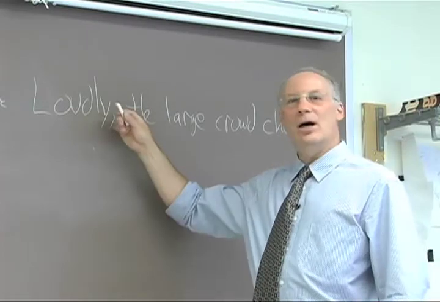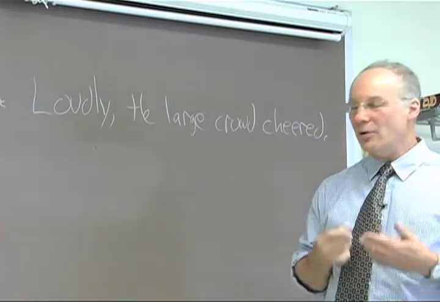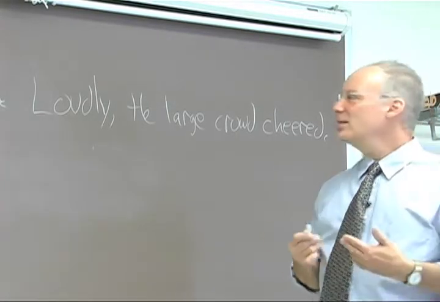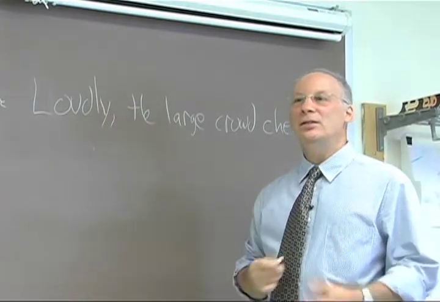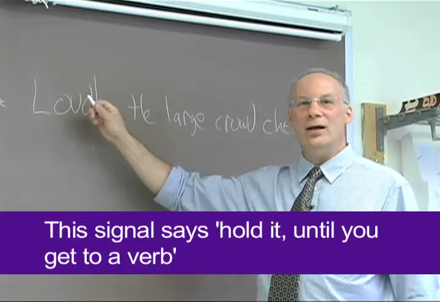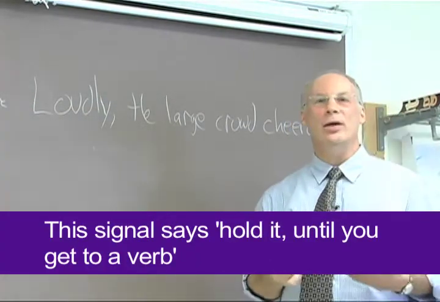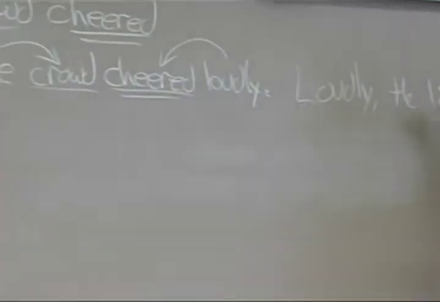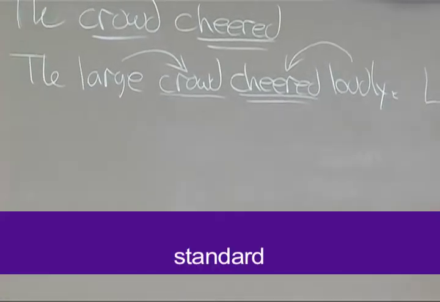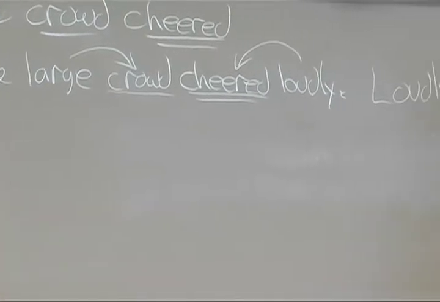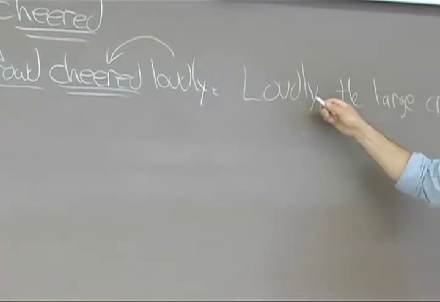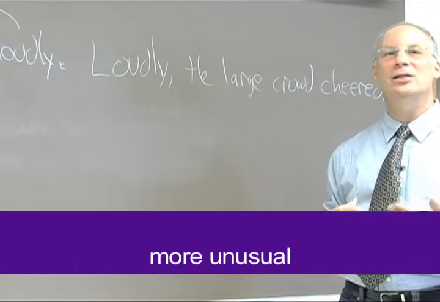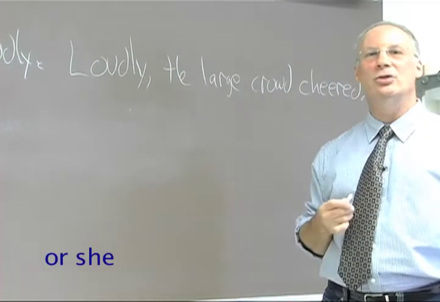That's the reason this comma is here. This comma, like all pieces of punctuation, is a signal to the reader. In this case, the signal to the reader says, hold this in the back of your head until you get to a verb because it's talking about a verb. Again, this is the standard order. This is the more unusual order. They're both equally correct, but you want to help the reader out by putting that comma after the adverb here in order to keep it in his mind so that he can apply it to the verb.